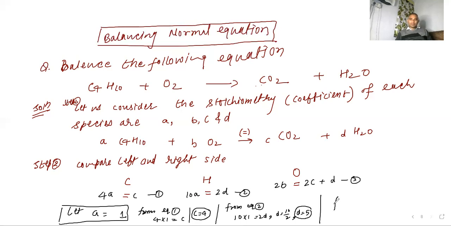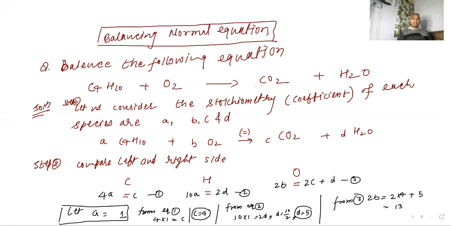From equation 3, you got the value A, the value C, and the value D, so we can easily calculate. 2B is equal to 2 times the C value. The C value is 4, so we multiply by 4, plus D. D is 5. So 4 times 2 is 8, 8 plus 5. How much is it coming? I think 13 is coming.